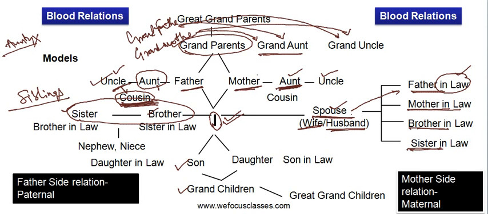Don't say "if the spouse has a father." Spouse definitely will have a father. So spouse's father is always father-in-law, spouse's mother is always mother-in-law. If spouse has a brother, brother-in-law. If spouse has a sister, sister-in-law.